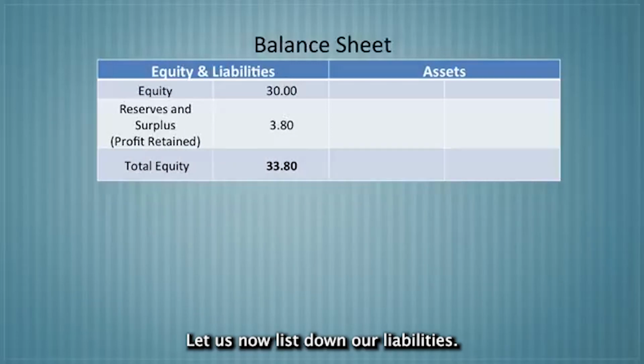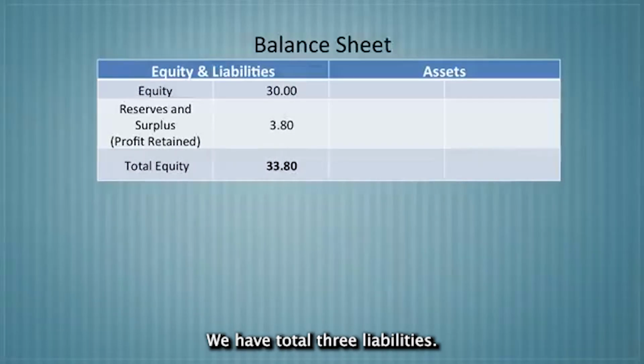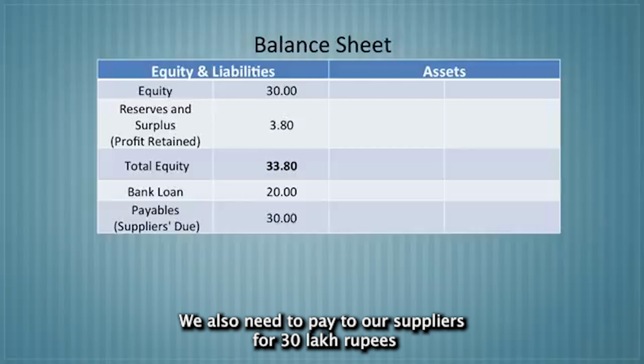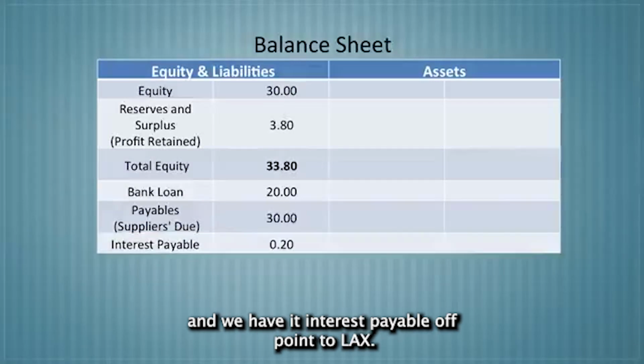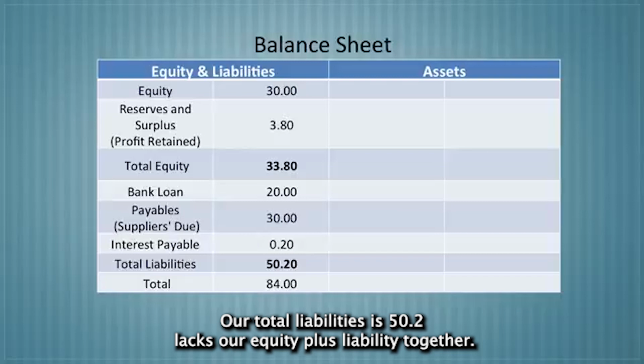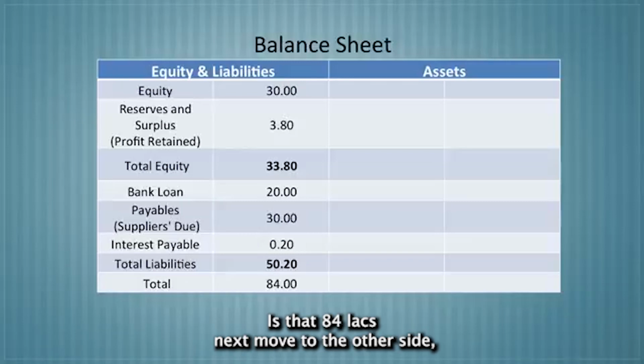Let us now list down our liabilities. We have totally 3 liabilities. Our bank loan of 20 lakhs is one liability. We also need to pay our suppliers 30 lakh rupees and we have an interest payable of 0.2 lakhs. Our total liabilities is 50.2 lakhs. Our equity plus liability together is 84 lakhs.